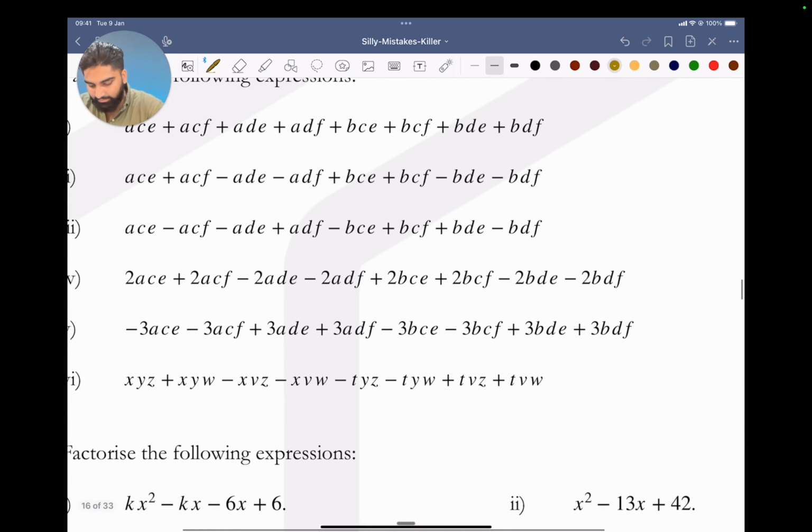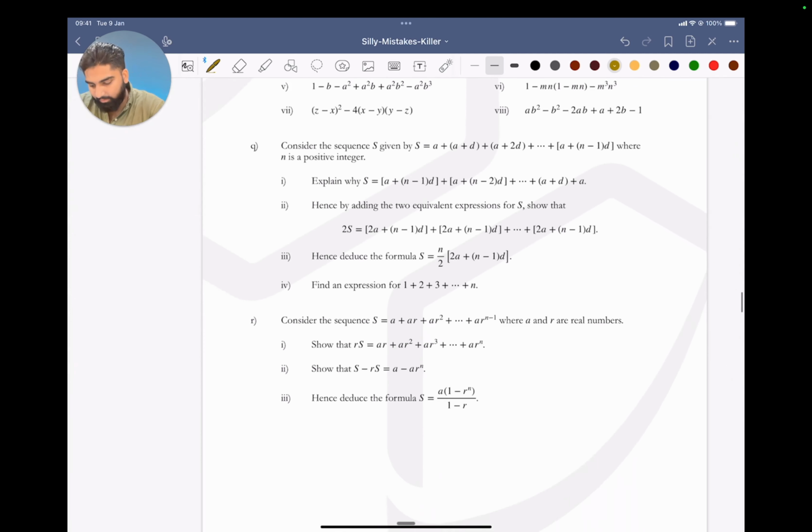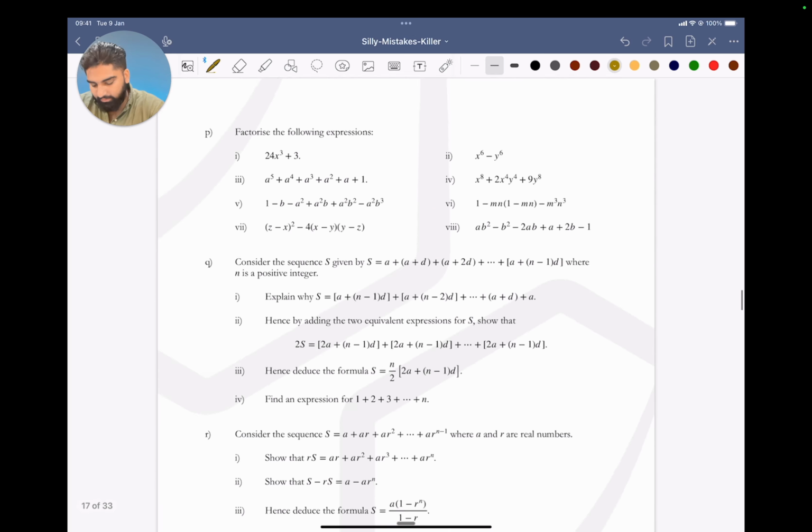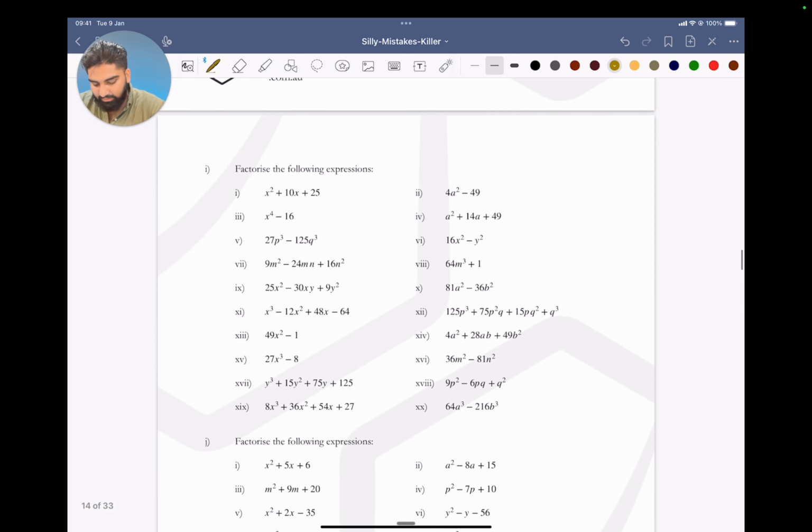So practice these ones as well. Then we have some, I think I want to go over quadratic expansion before we move on. Okay, so I want to just leave this till the end.